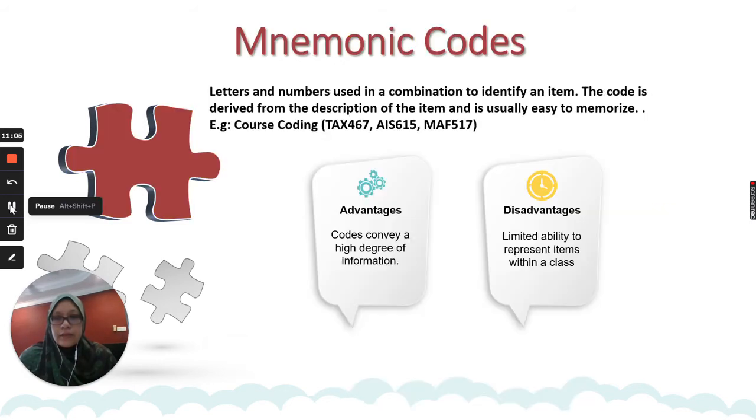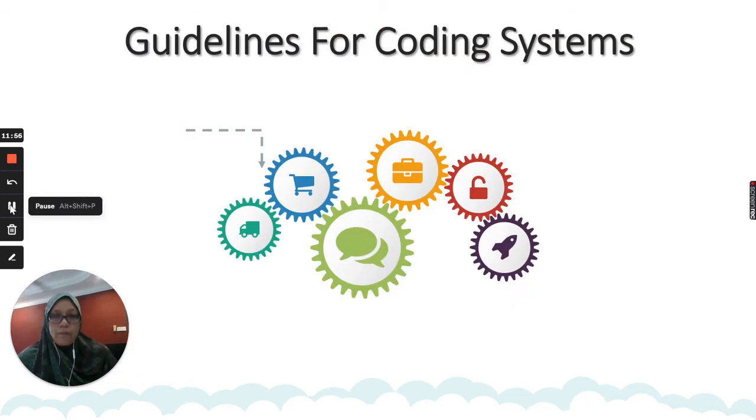Okay, so the next, the last one of the techniques, is called mnemonic codes. For mnemonic codes, they use a combination of letters and numbers to identify the item. The code is derived from the description of the item and is usually easy to memorize. For example, you use coding for your courses, TAX 467, AIS 615. So it is a combination of numbers and letters, and it also describes what the item is all about. Also, when they use this one, it is easier to memorize the coding. So they call it mnemonic codes. Alright, so those are the 4 coding techniques.